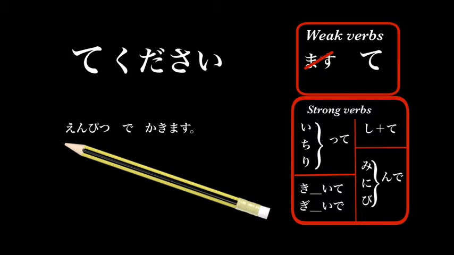Enpitsu is a pencil. Enpitsu de kakimasu, to write with a pencil. The ki changes to ite, and we have enpitsu de kaite kudasai. Please write with a pencil.